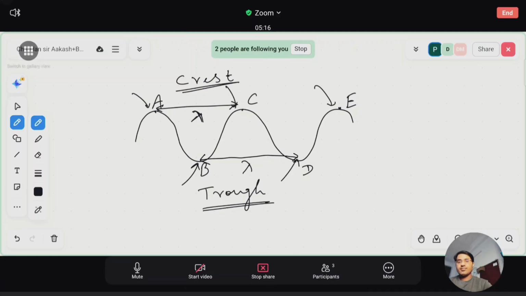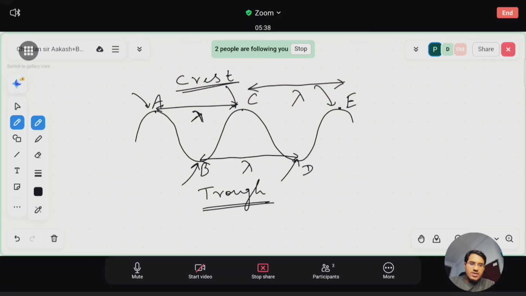Right? Yes, Deepak. What is the distance between C and D? Wavelength. Wavelength, yes, very good. So wavelength we have understood. Wavelength is denoted here by lambda. Wavelength is basically measured as a distance, so it is a kind of length.